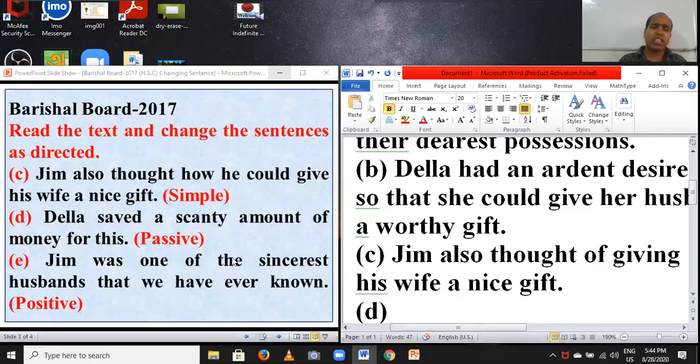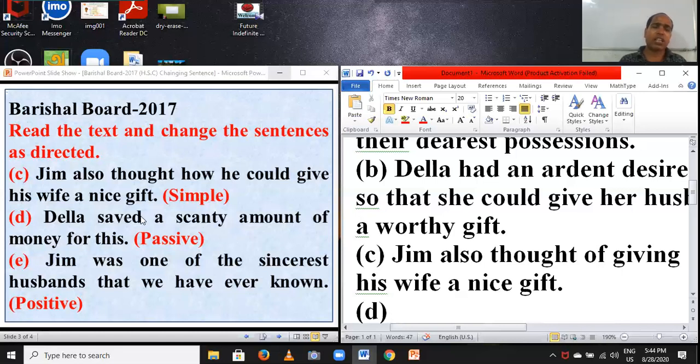Firstly, you cannot select or identify a prepositional object as the object. In the sentence "The students, Della said a scanty amount of money," Della is the subject, said is the verb, and a scanty amount of money is the object. And this is the prepositional phrase.